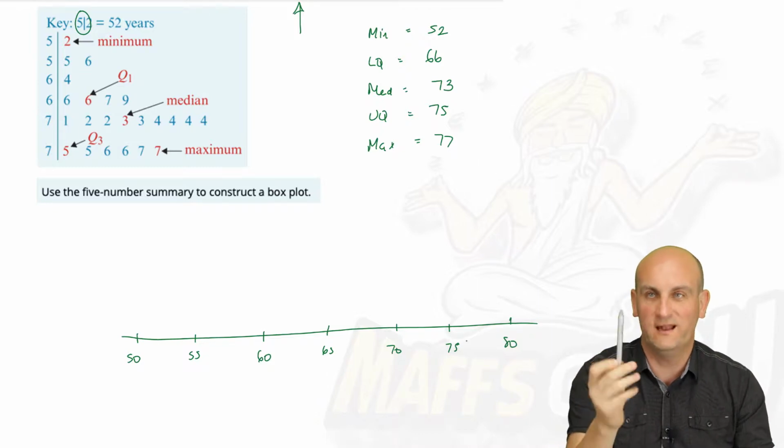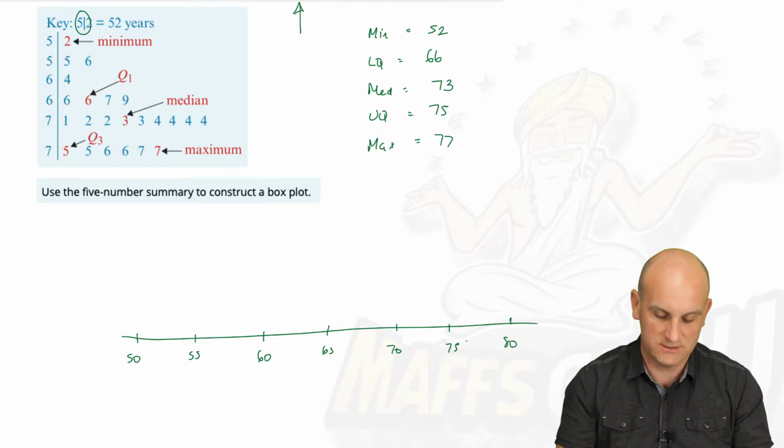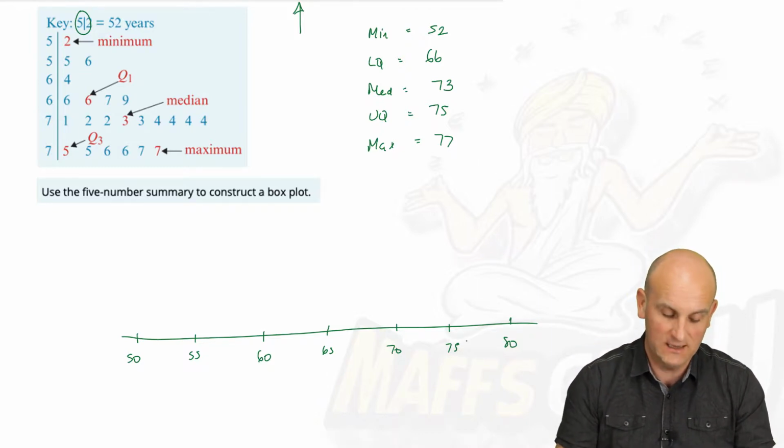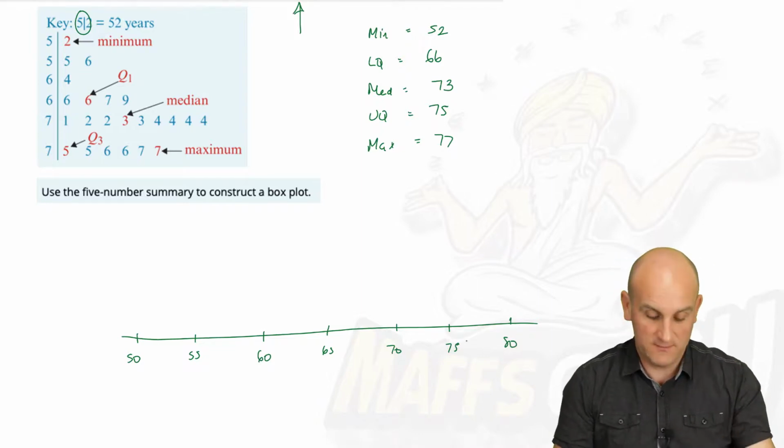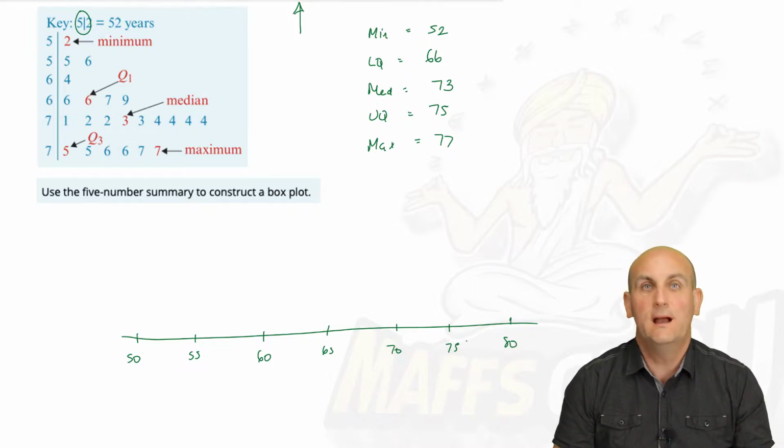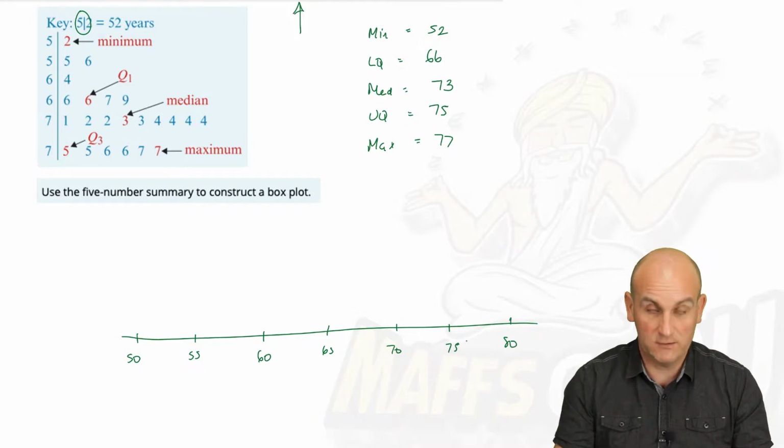Now, I'm drawing with electricity. This isn't actually a pen, it's basically electricity. So you have the advantage of A, making your lines straighter than mine, and B, making it much more accurate, because you're going to have to do that in your exam.